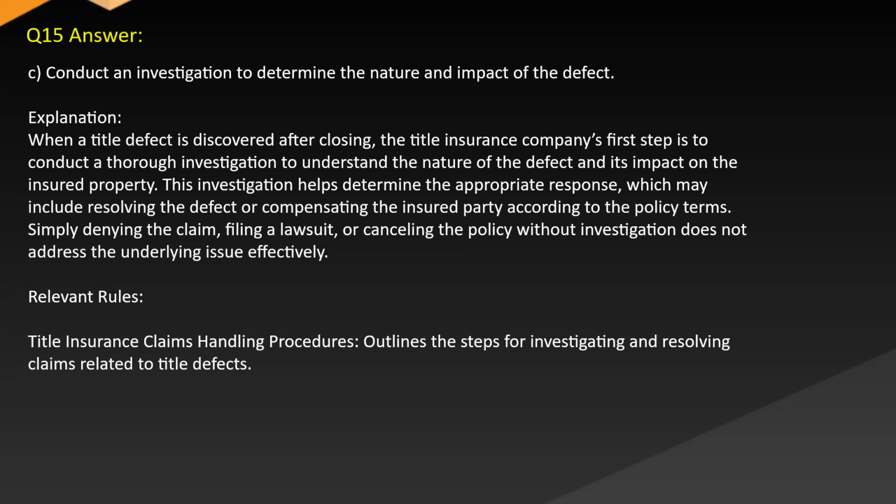Answer: C. Conduct an investigation to determine the nature and impact of the defect. Explanation: When a title defect is discovered after closing, the title insurance company's first step is to conduct a thorough investigation to understand the nature of the defect and its impact on the insured property. This investigation helps determine the appropriate response, which may include resolving the defect or compensating the insured party according to the policy terms. Simply denying the claim, filing a lawsuit, or cancelling the policy without investigation does not address the underlying issue effectively.